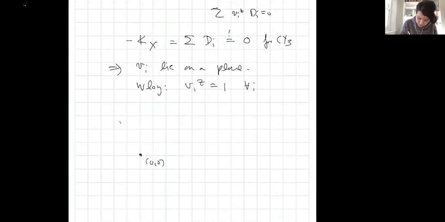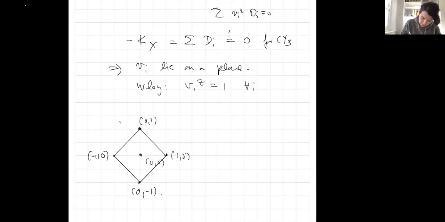So (0, 0). Then we have (1, 0), (0, 1). So these are the points. So we have 4 vectors v_i. They all lie in this plane, right? So this is, say, v1, v2, v3, v4. So those are our 4 vectors that comprise sigma.